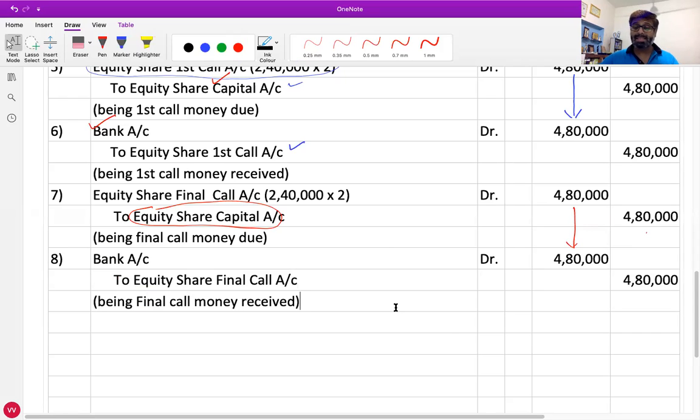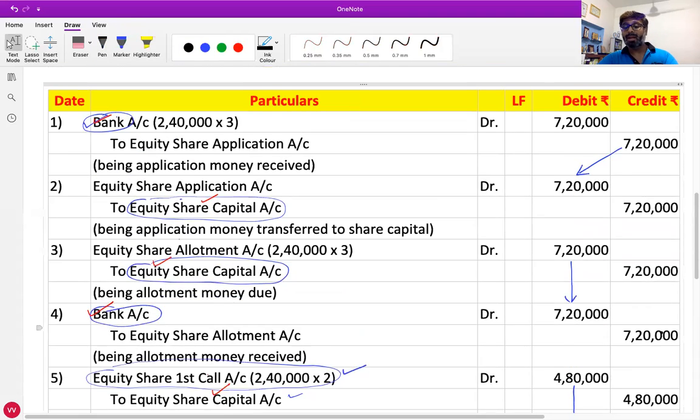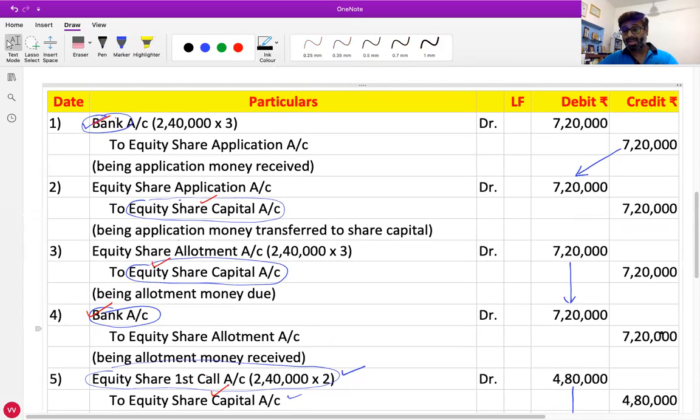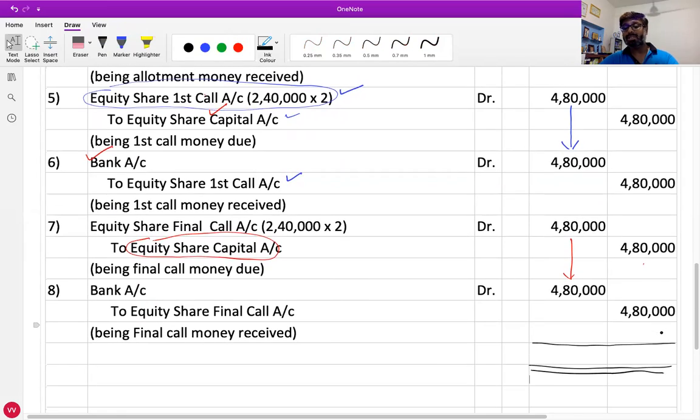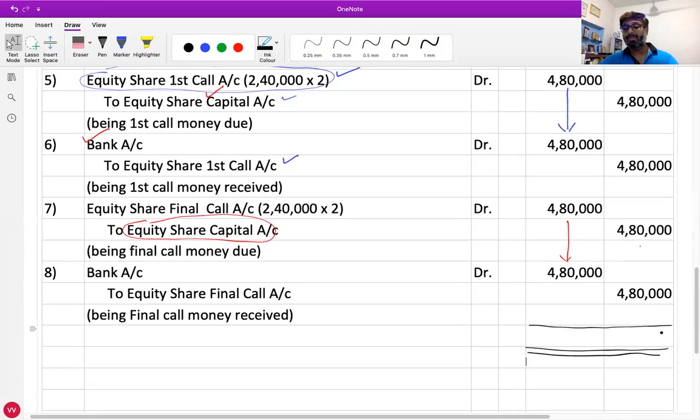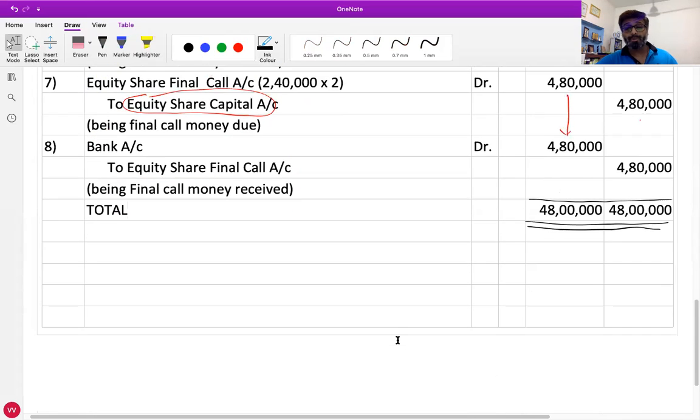So very simple and easy, is it or not? All the 8 entries are done. Now 7,20,000 into 4 is 28,80,000, and 4,80,000 into 4 is 19,20,000. 28,80,000 plus 19,20,000 is 48 lakhs in total. So all of you are clear with this question?